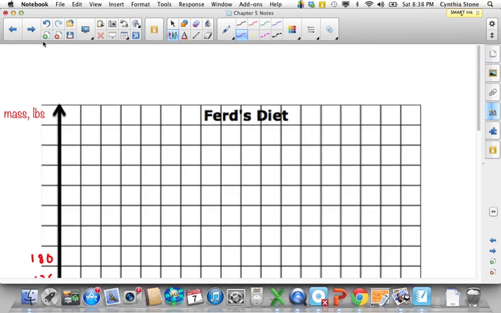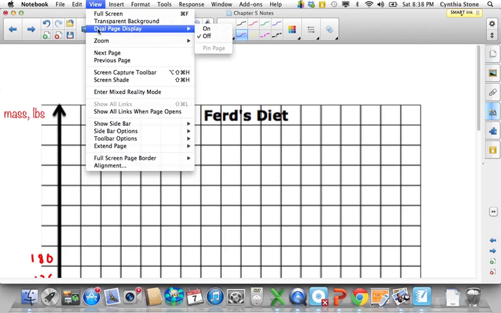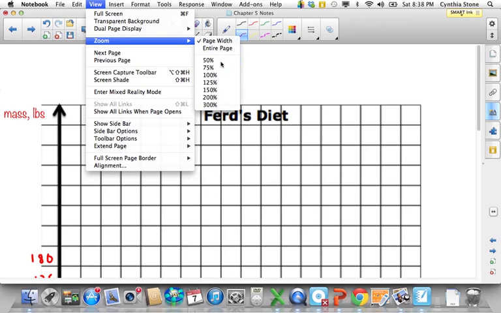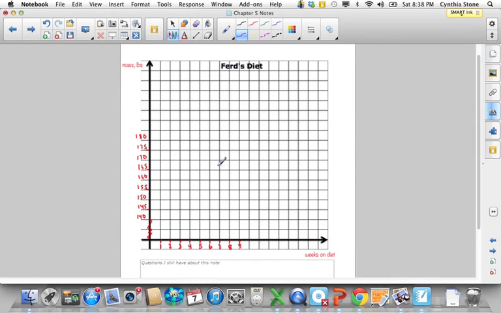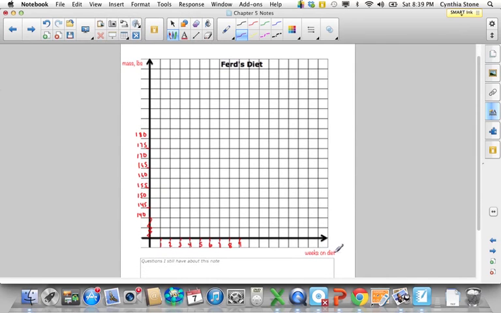I've already got it started. Okay, just a quick thing. I put weeks on diet on the x-axis, mass on the y, because, you know, we said that already. When you do the little squiggle lines, I did that because I didn't want to do one line to get all the way to 140. So the little squiggle just means I'm jumping from 0 to 140 really quick. And then he starts at 175.